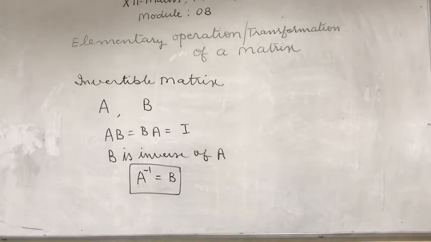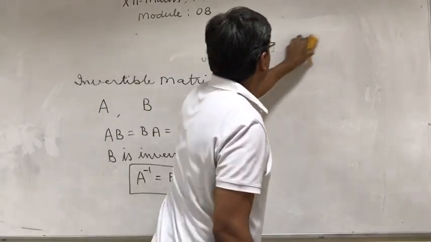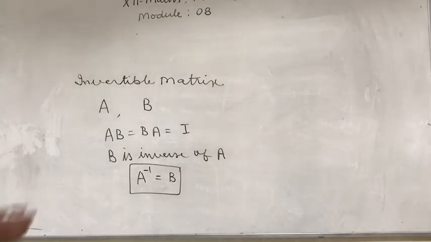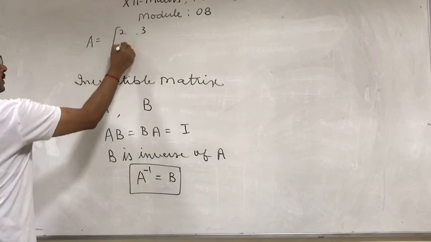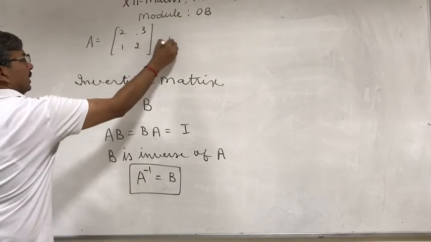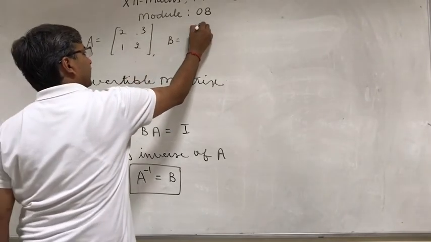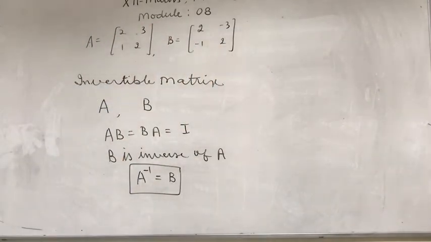Now let me discuss one example. Let A be 2, 3, 1, 2 and matrix B 2, minus 3, minus 1. This is matrix B.